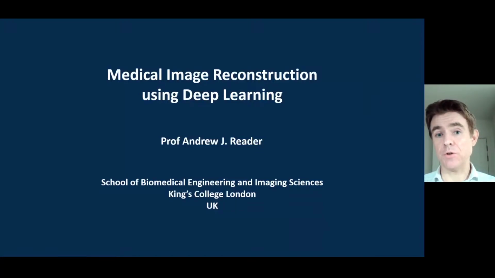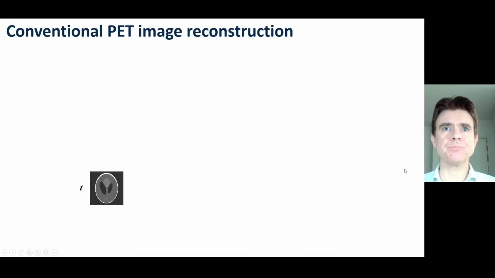Welcome. This is the first part of a series of talks on medical image reconstruction using deep learning. Primarily, I'll use the example of PET imaging, but the methods are applicable to many different medical imaging modalities, and I will include an occasional example for MR and for CT.